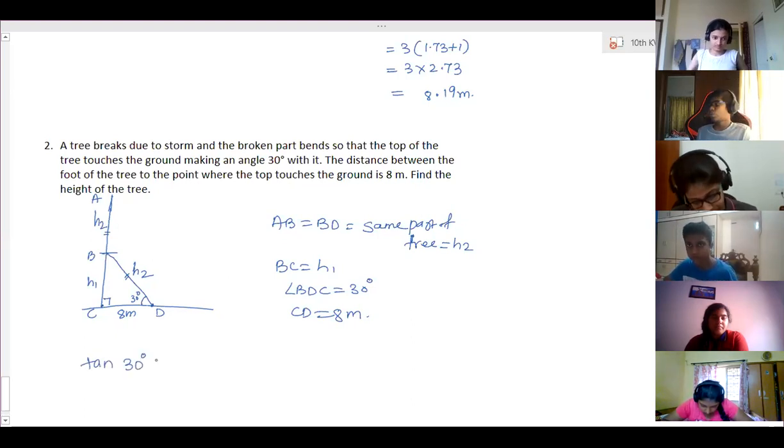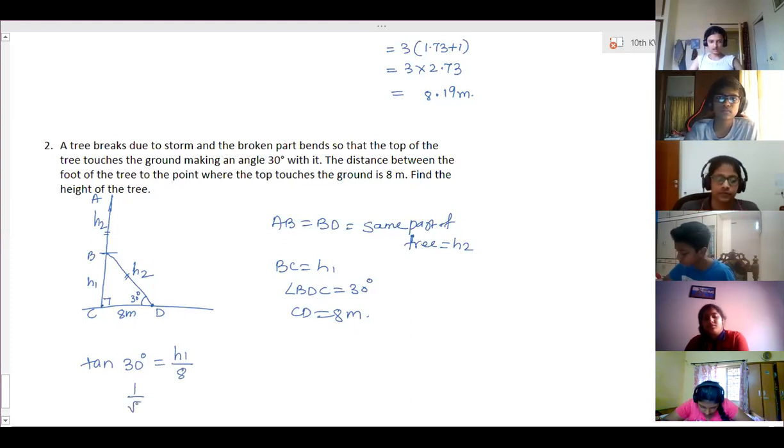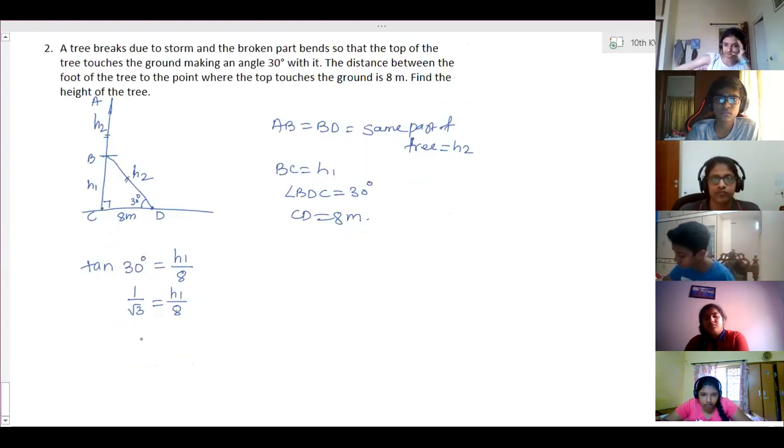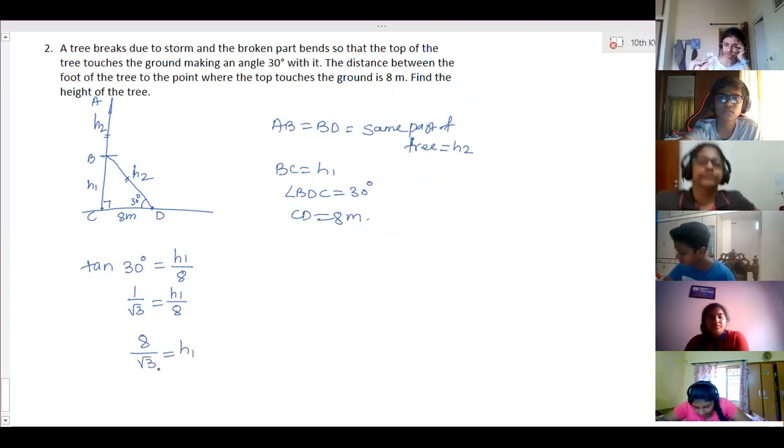So tan 30 is equal to h1 by 8. 8 will go this side. 8 by root 3 is h1, right? We'll place it as it is. After that, if needed, we will rationalize.